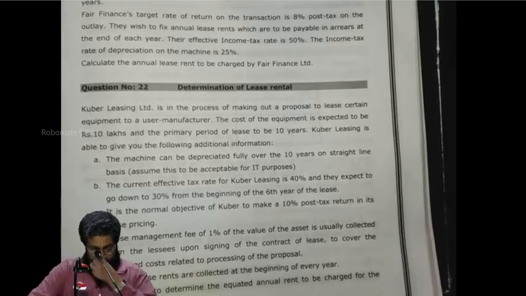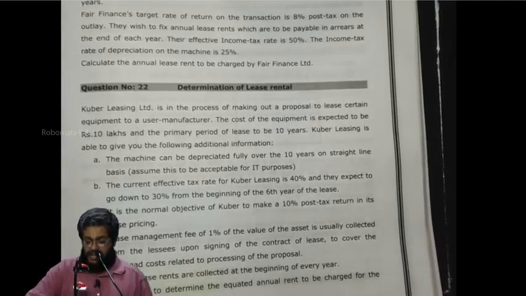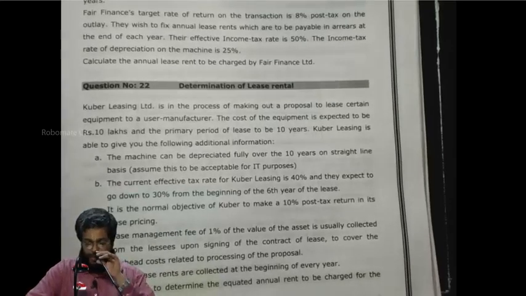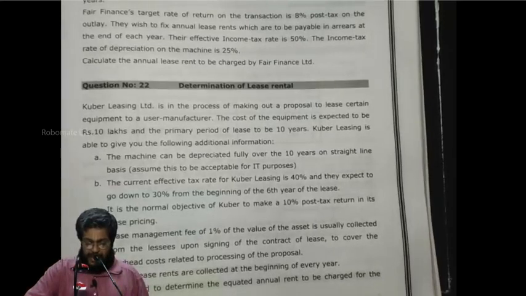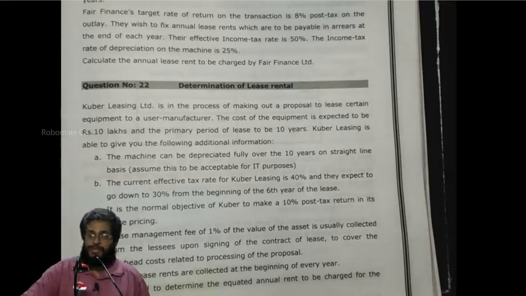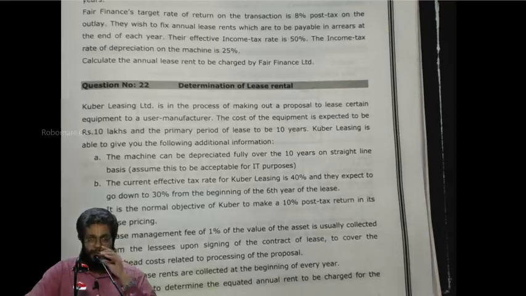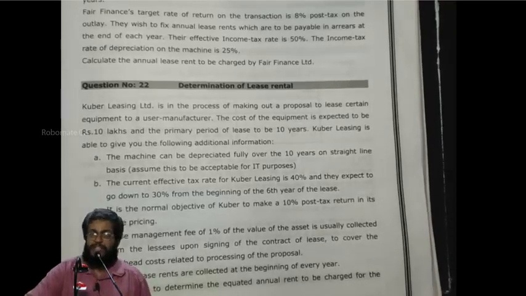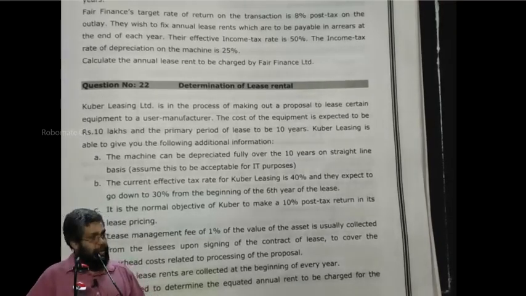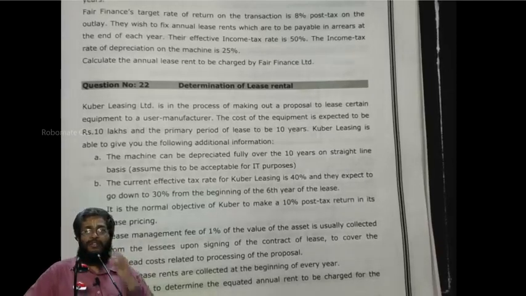Lease management fee is 1% of the value of the asset and is usually collected from the lessee upon signing the contract of lease to cover the overhead costs related to processing of the proposal. Annual lease rents are collected at the beginning of every year. You are required to determine the equated annual rent to be charged for the proposal. That's the question. Go through the problem before you start with the solution, please. Put your mind into it.